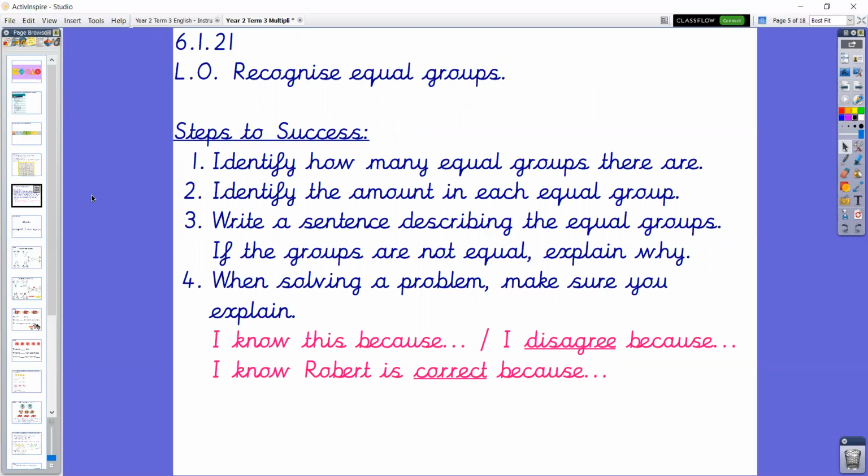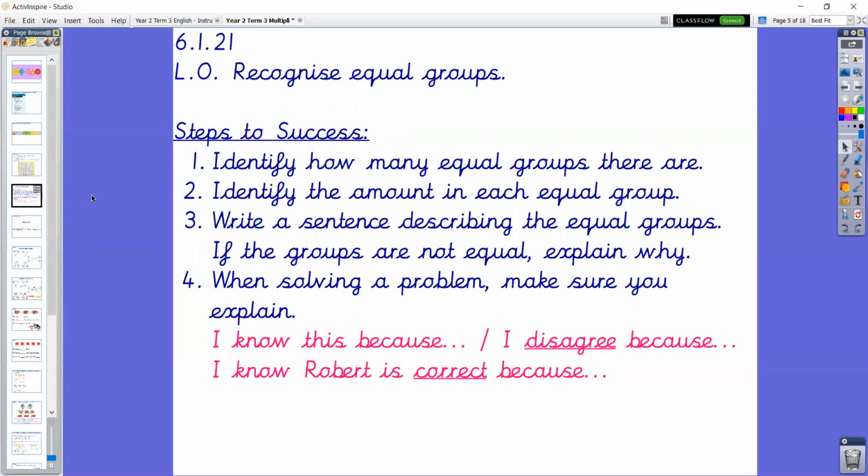It'd be brilliant if you could pause the video here and write the date and learning objective. Well done. So today, thinking about our steps to success, the first thing we're going to do is identify how many equal groups there are. So think about the word identify, that means to look. So we're going to look at how many equal groups there are. Secondly, we're going to identify the amount inside each equal group. And then we're going to write a sentence describing the equal groups.